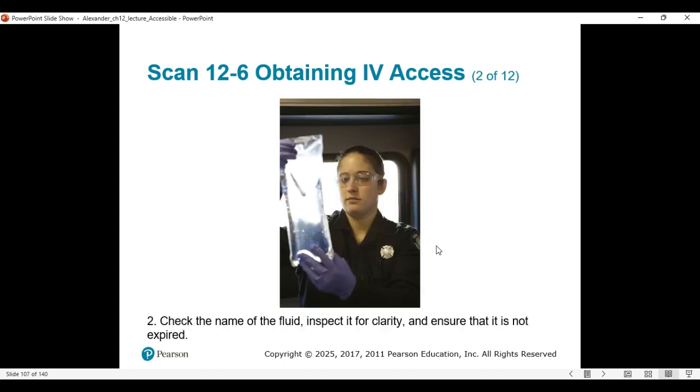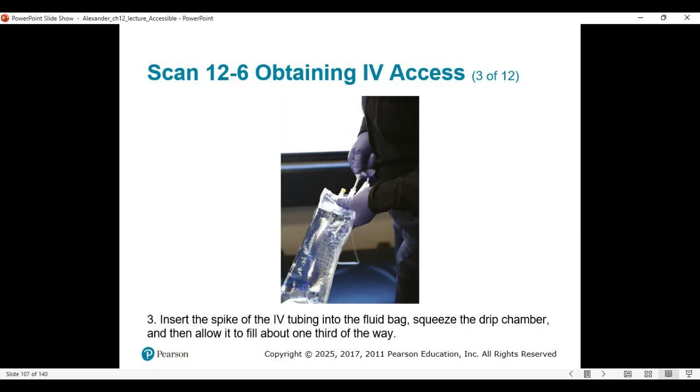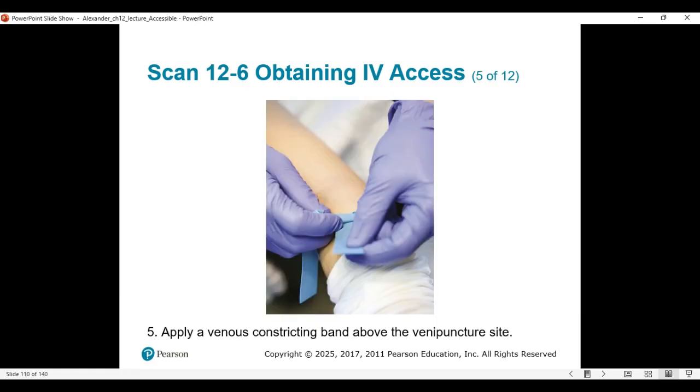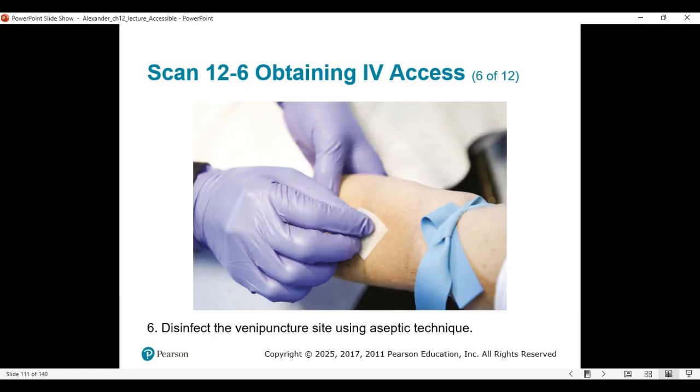We're just going back over this. We're going to make sure fluid is clear and not expired. We'll spike the bag. We'll insert the spike of the IV tubing into the fluid bag, squeeze in the chamber, and we want it to fill up a third to halfway. We'll open the roller clamp, get all the air out, apply the tourniquet, disinfect the site. Once we find a vein, we'll disinfect that site.